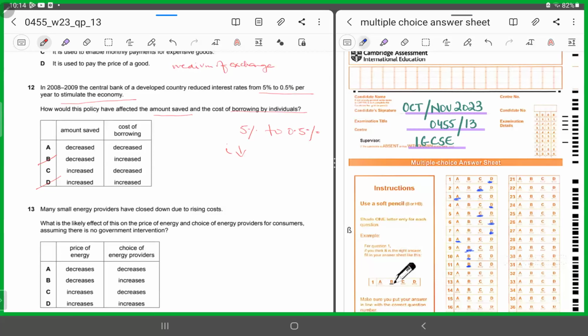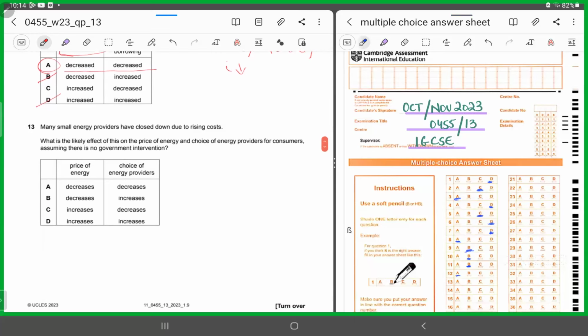Now let's look at the other part of the table. What about the amount saved? The interest rate is falling, so it would be discouraging for people to save. Why? Because they would be getting lesser returns on their saving. So the amount saved has to decrease and the cost of saving also has to decrease. So the correct answer for MCQ number 12 is A. So for 12, it's A.